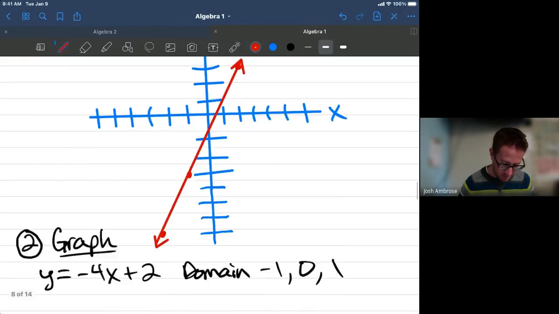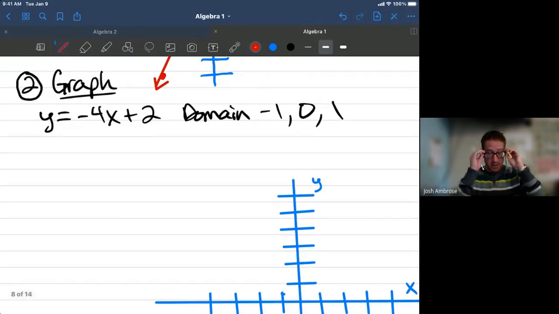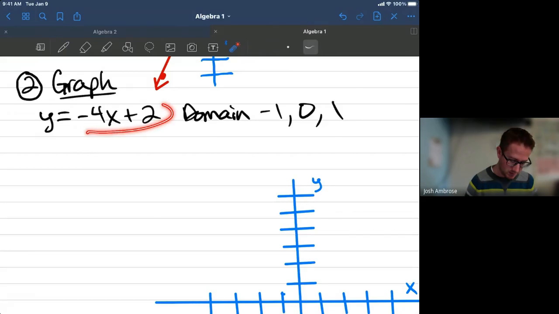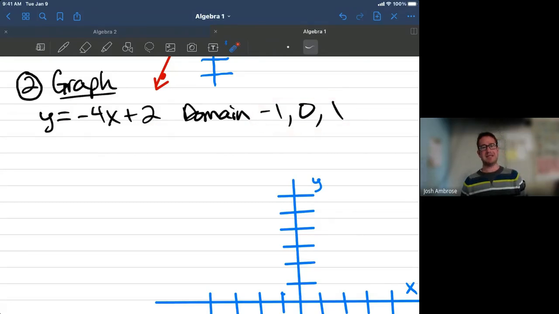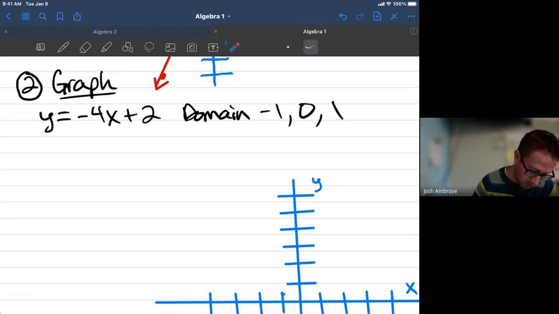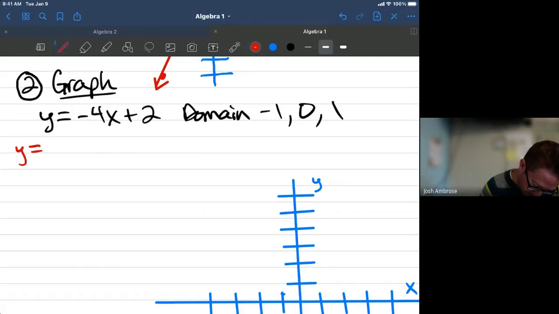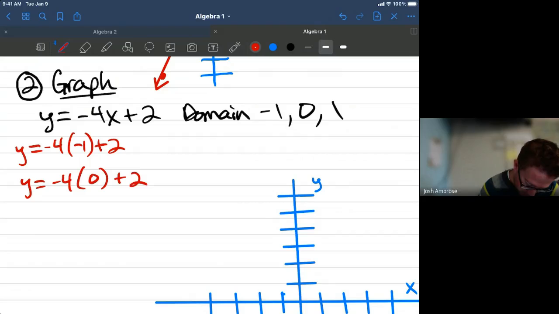Let's take a look now at our second example problem where we will be graphing a different function. The function is -4x plus 2. And here's the domains, real easy domains, -1, 0, and +1. So step 1, plug those domains in for x. So y equals -4, parentheses, -1, plus 2. Y equals -4, parentheses, 0, plus 2. And y equals -4, parentheses, 1, plus 2.